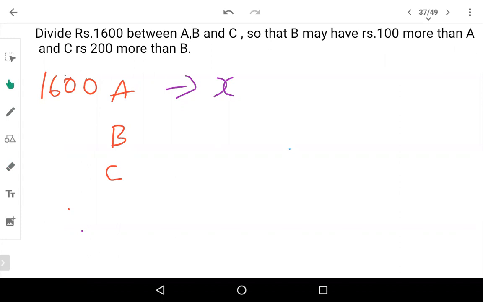But if you see the second sentence, so that B may have rupees 100 more than A. Now, what is the amount of A? What have we assumed? Amount of A is X, correct? Now, B is going to have 100 rupees more than A. So, A's amount X I have taken, plus 100 rupees I have put. So, B's amount will be X plus 100.